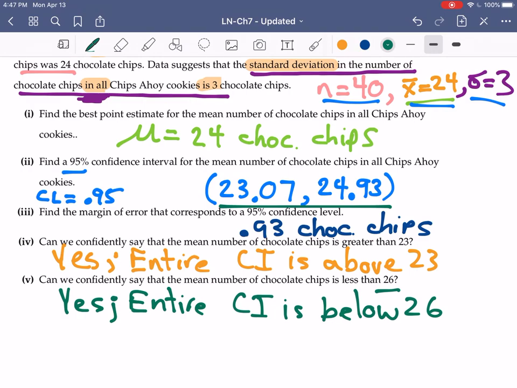Could we confidently say that the mean is less than 24.7? No, we could not say that because 24.7 occurs somewhere in between our 2 endpoints for the confidence interval.